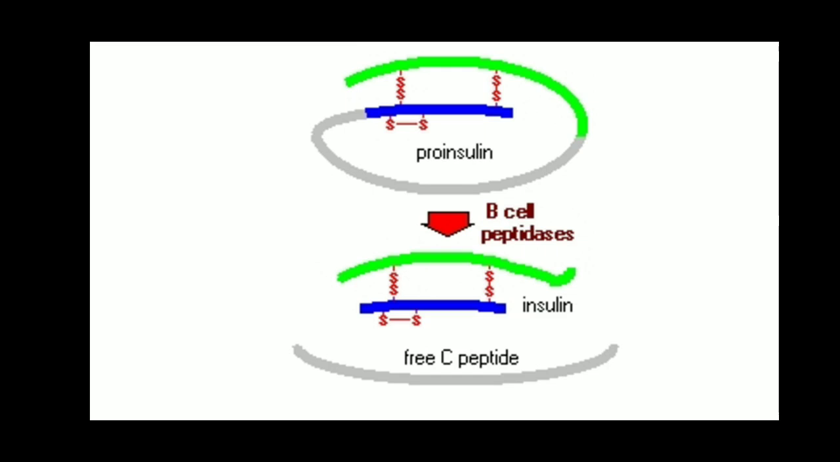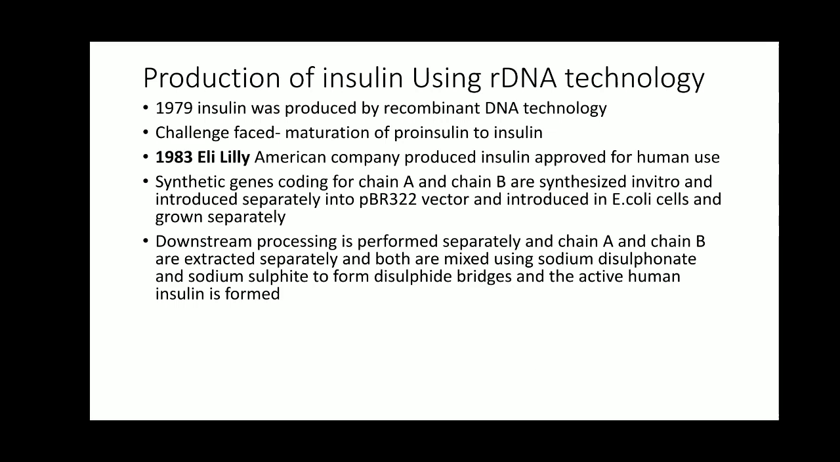The whole chain A and chain B linked with the disulfide bonds and the free C peptide are sent to the required destination cells. Right? Now the free C peptide is going to remain dysfunctional because it doesn't have any function, whereas chain A and chain B that are linked with disulfide bridges are going to have a function in regulating the blood glucose level. So this is maturation of proinsulin to active insulin.